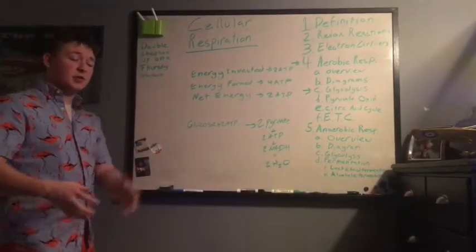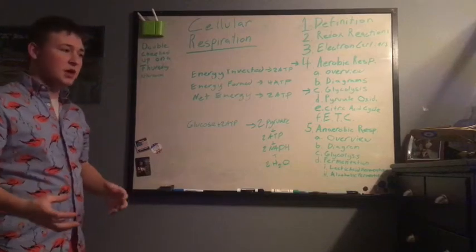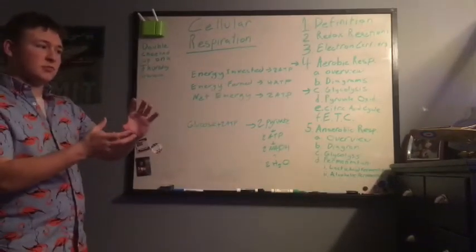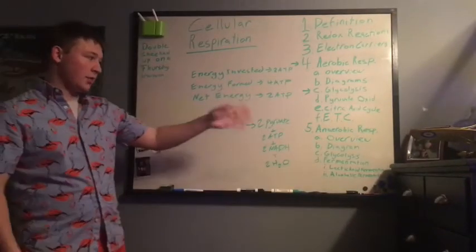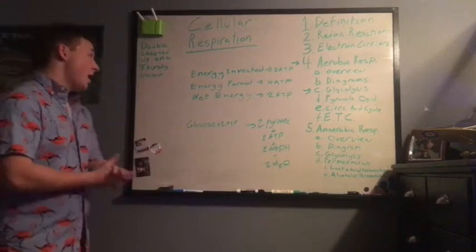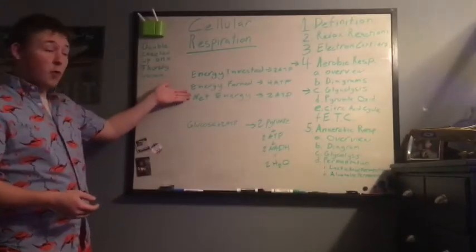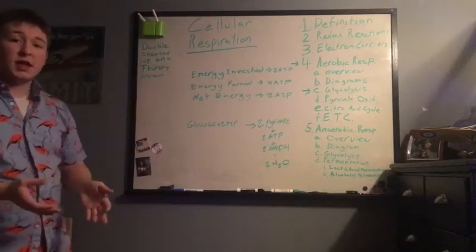But then after glucose has been ripped apart, something called substrate level phosphorylation happens, where it's literally just the synthesis of ATP from ADP. It's not forced together like oxidative phosphorylation. So that forms 4 ATP. So 4 minus 2 is 2. So you get 2 net ATP produced.